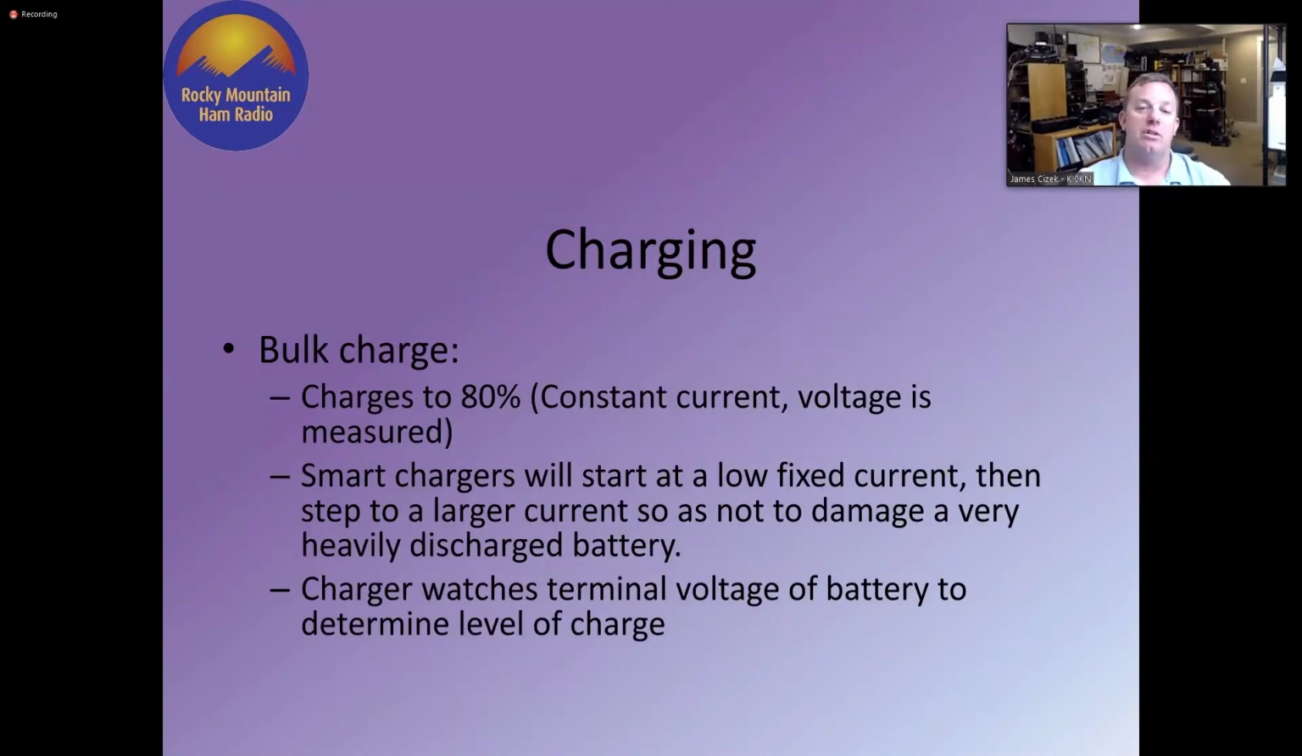In the bulk charge, we're going to put a constant current across the battery and measure the voltage of the terminals. Smart chargers, there are a lot of smart chargers out there that have computerized this process to the nth degree now.